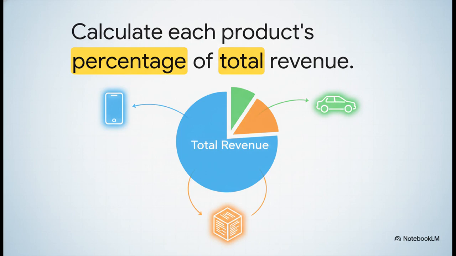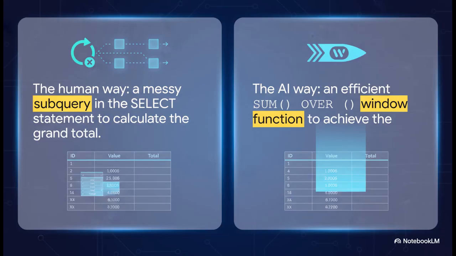Super common request. Now, the typical human approach, on the left, often involves sticking a subquery right inside the select statement to go find the grand total revenue. Again, it works, but it's so clunky and it's inefficient because the database has to rerun that little subquery for every single row in your table.